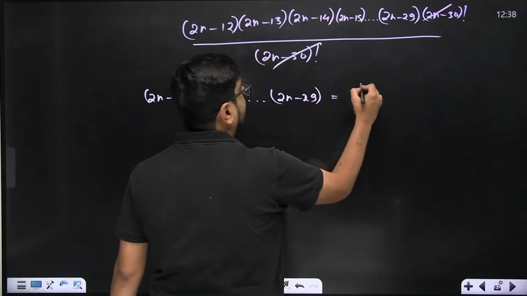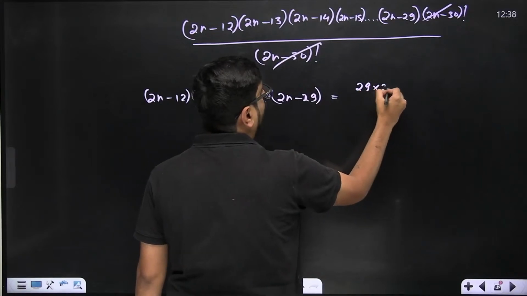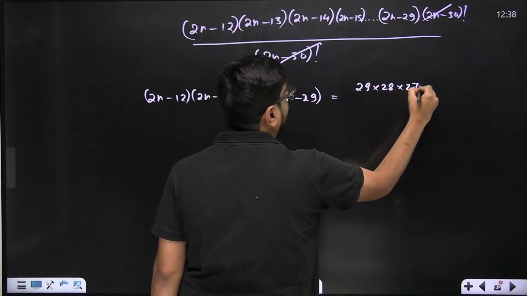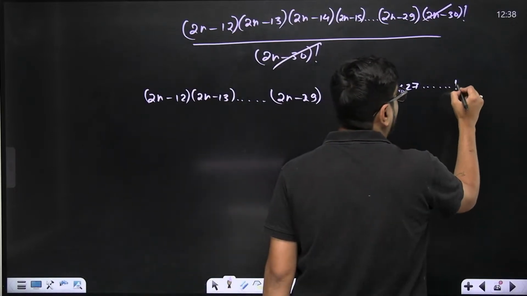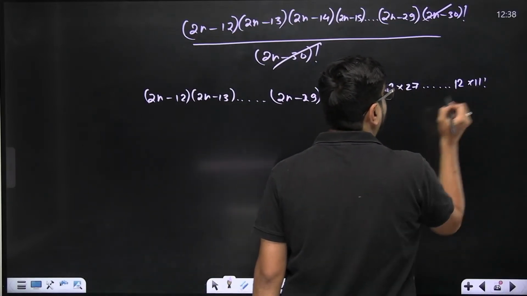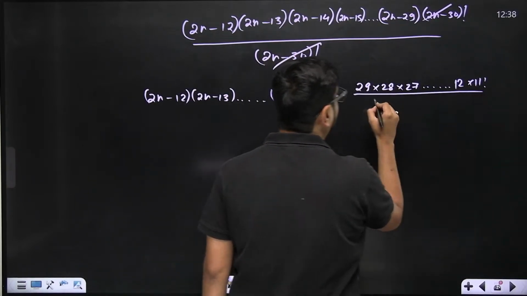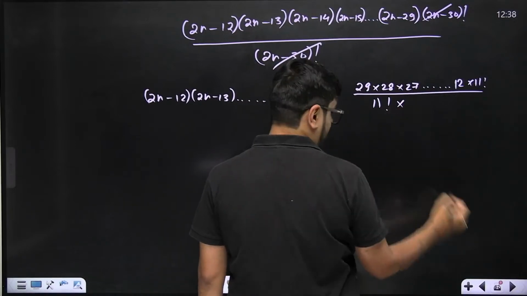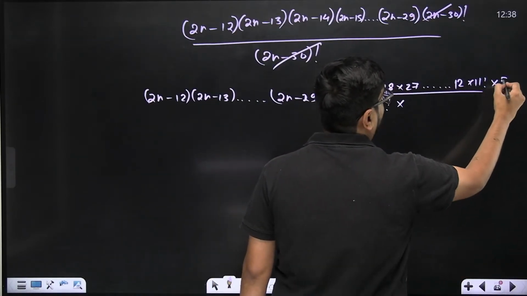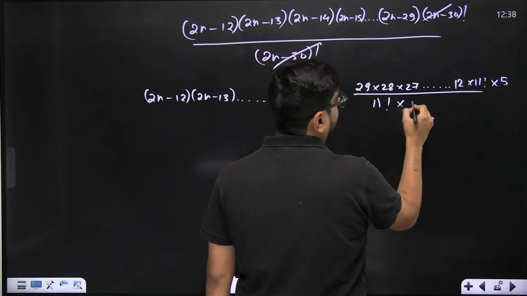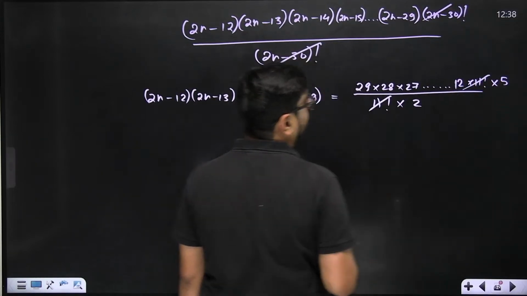29 factorial will be 29 into 28 into 27, and this will go till 12, and then 11 factorial we can multiply. In division, we have 11 factorial multiplied with 2, and above there is only 5. So this 11 factorial will go.